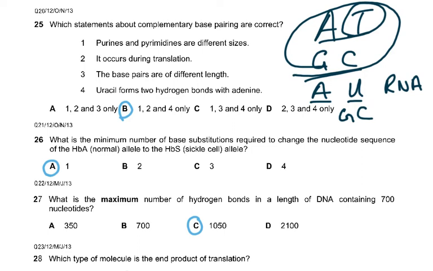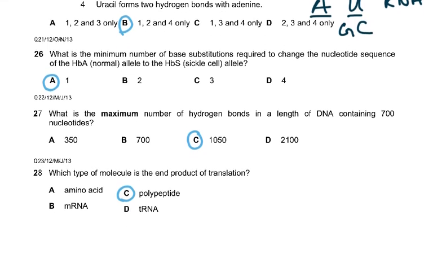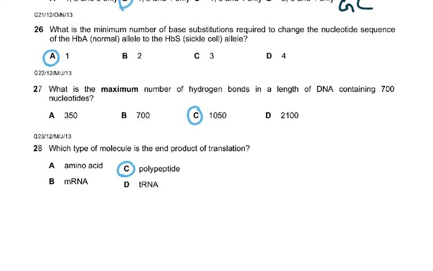Then what is the minimum number of base substitutions required to change the nucleotide sequence of HBA to HBS? There's only one which causes this. This is an older syllabus now. I think this has been removed from the 2022 syllabus.